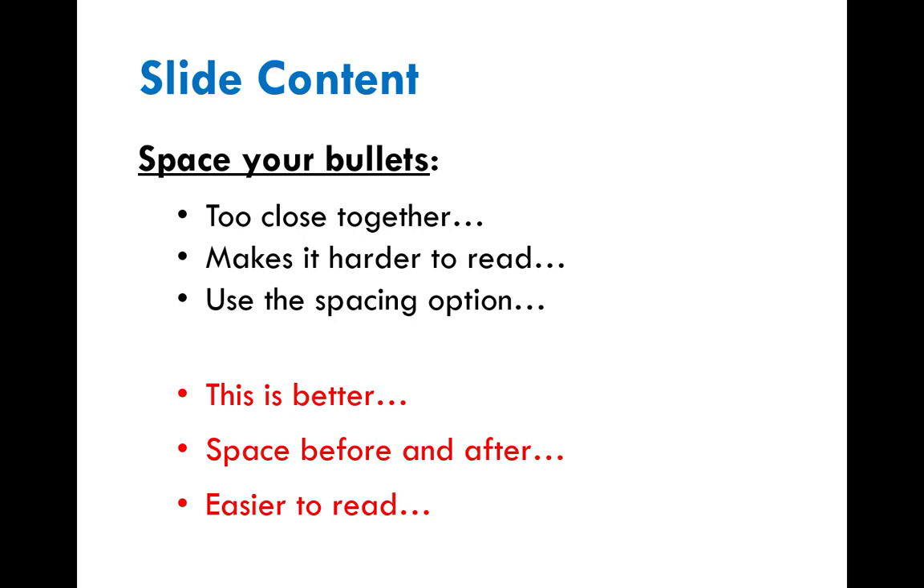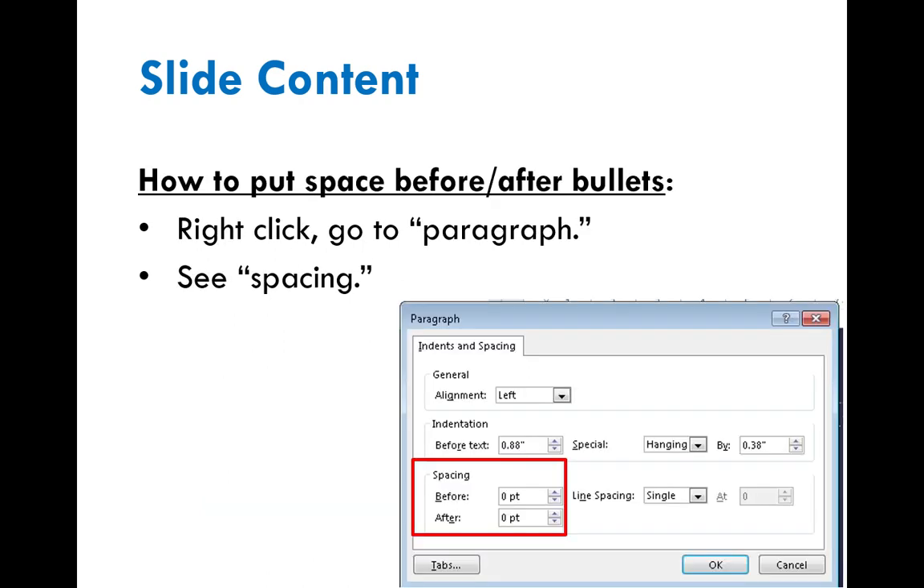What I've done here is use the space before and the space after option. You could use just before and not after, and it will make it a little bit tighter, but it's easier to read in my opinion. So again, if you think it's too much space, you can do it in between the top and the bottom options. Now, if you're not familiar with this, this is how you put space before and after your bullets.